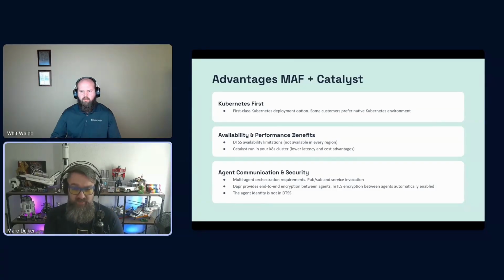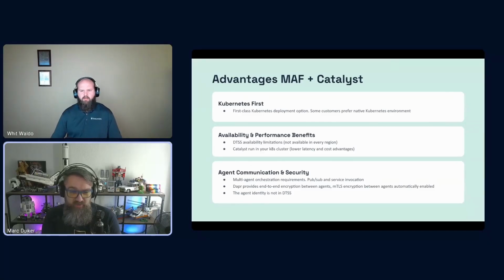Another one is the availability and performance benefits that you get with Catalyst. With MEF, if you, for instance, use the Foundry agents that use the durable task scheduler service, that durable task scheduler service is still very new and not available yet in every Azure region. So that could be an issue. And also, since you're running Catalyst in your own Kubernetes cluster, you would also have lower latency and some cost advantages there. So it's definitely something to think about.